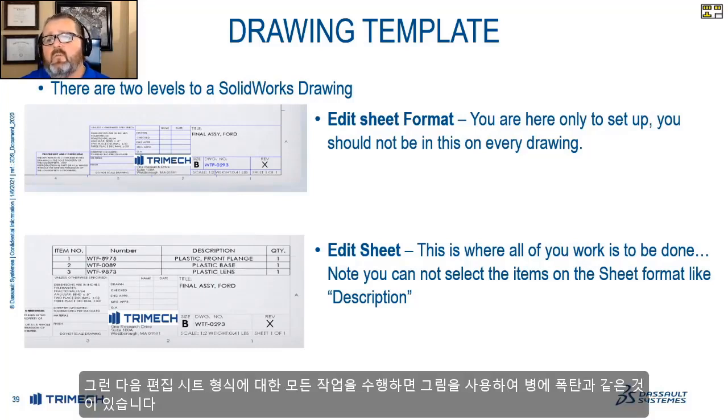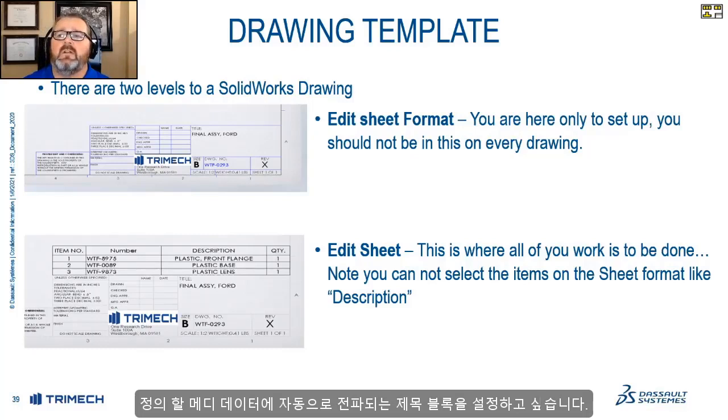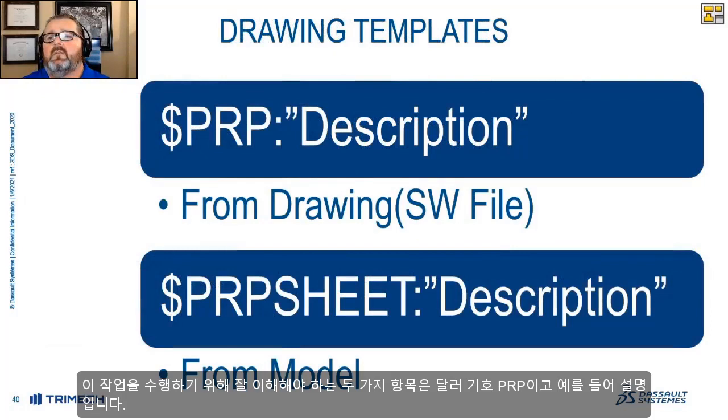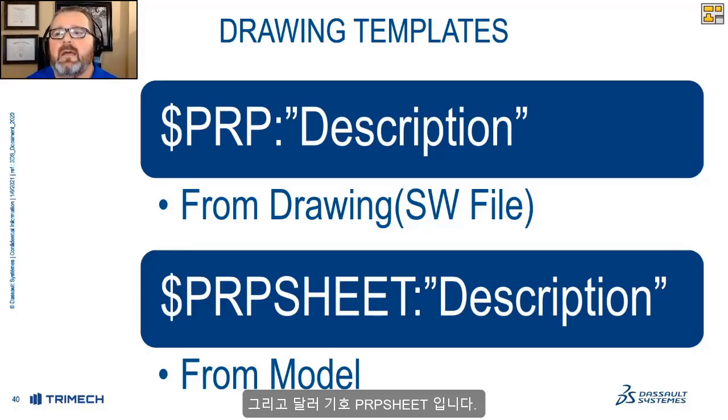And then you do all your work on the edit sheet format where you'll have things like the BOM and your model views and your drawings. And you want to set up your title block to automatically propagate in the metadata you're going to define to pull from the drawing or the part or assembly. The two items I can't stress enough that you need to get a good grip on to make this work for you are $PRP, in the example here, description, and $PRPSHEET description.